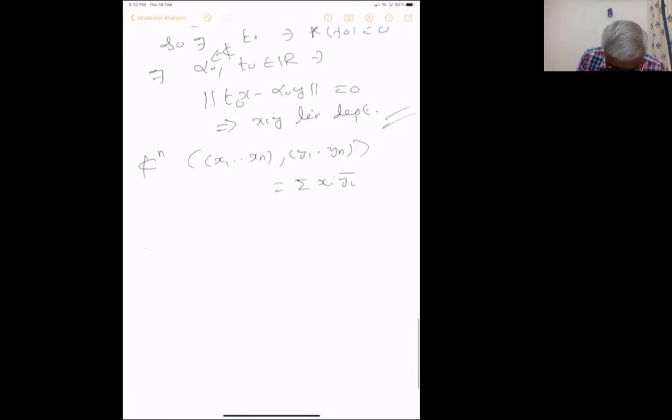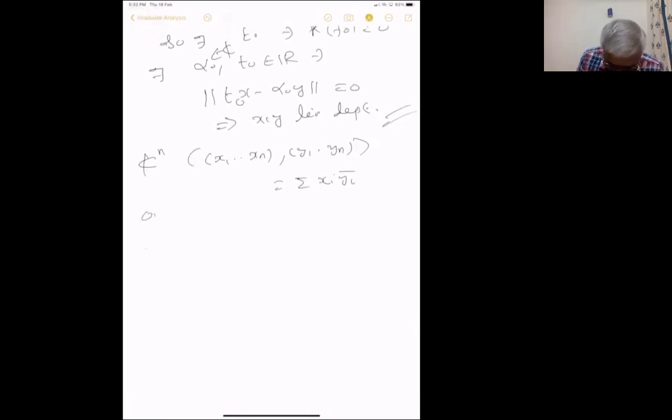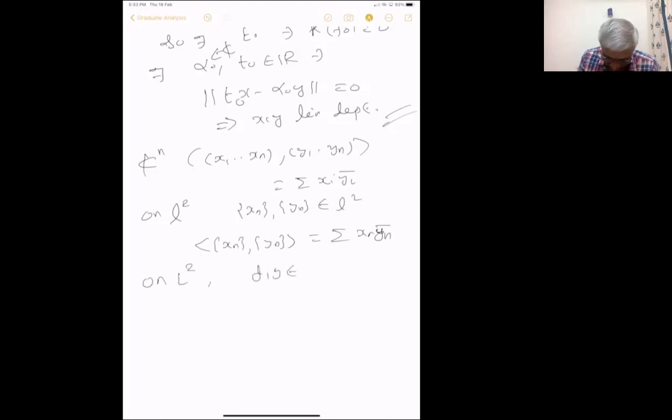On small l2, if you have two sequences xn, yn contained in l2, then the inner product between xn and yn is equal to the summation of xn yn bar. You know this exists. And that's the usual Holder's inequality or whatever. Similarly, on L2, if we have any f, g in L2, then the inner product between f and g is the integral of f g bar.